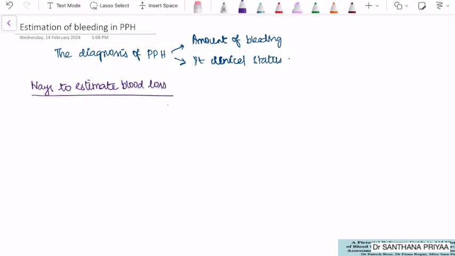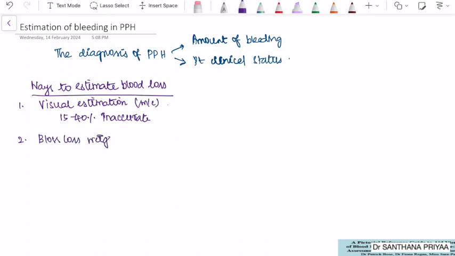The first is visual estimation. This is the most common method which we follow, but it has an inaccurate estimation of 15 to 40%. The second tool which we follow is blood loss estimation by weighing the soiled cloths.